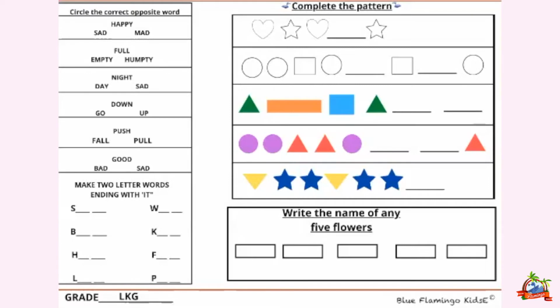3-letter का word बनाना है जो IT से end हो. Means यहाँ पे जितने भी blank दिए हैं, उसमें क्या fill करना है? IT. Like S दिया है, S के बाद space है, तो we will fill IT. It will become sit. S-I-T. Sit. मतलब बैठना.